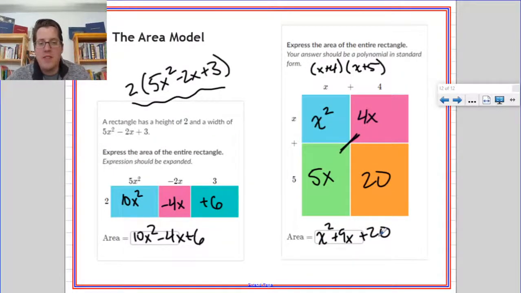All right, that's the area model for multiplication. I hope you found that helpful. See ya.